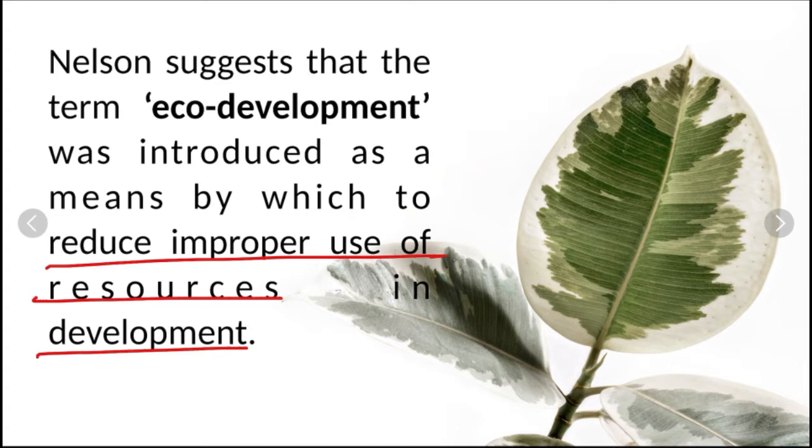Okay? Baka kasi ang mangyari, magkaroon ito ng negative impact sa ating environment, which later on mag-cause ng problem sa mga future generation. So, ine-emphasize lang dito ni Nelson that there should be a proper use, okay? Reduce the improper use of the resources. Kailangan maayos natin gamitin yung ating mga resources, particularly yung ating mga natural resources.